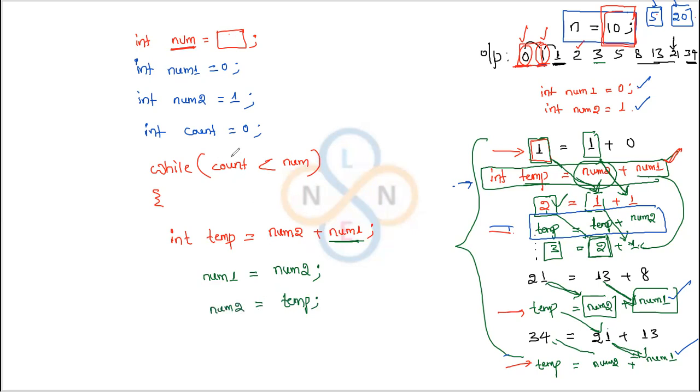Since we are using a count, this step has to be executed once, twice, thrice like that. To get the number of expected results, for this we have to increment the count as well. So count plus plus.